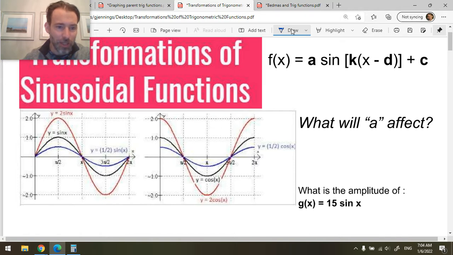Here is sine x in black. If I have y is equal to 1/2 sine x, that would be the one in blue. And we notice that the zeros are the same, but that the function has been compressed towards the x-axis. So the amplitude is 1/2. This is 1/2 of the original amplitude 1. And then if we had y is equal to 2 sine x, well, then that gave us an increased amplitude of 2. So this is affecting amplitude.